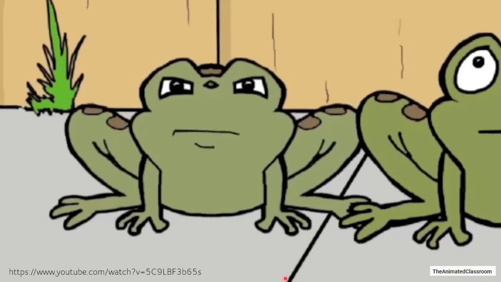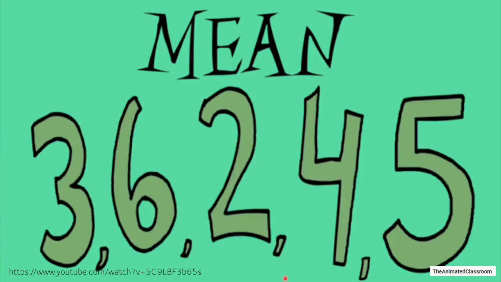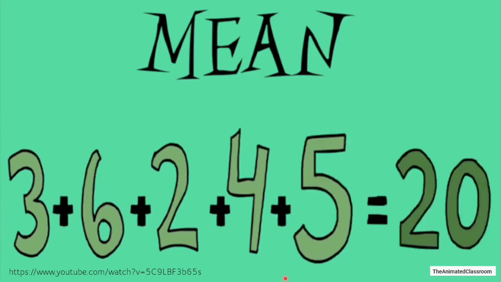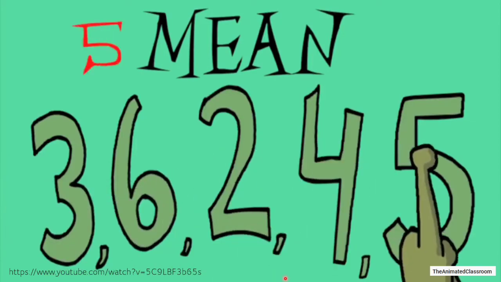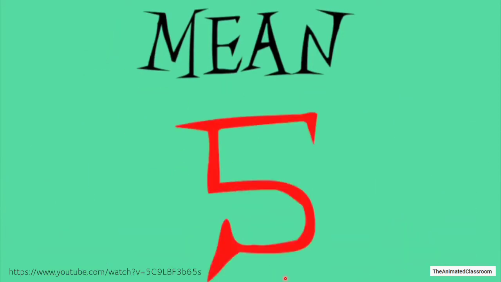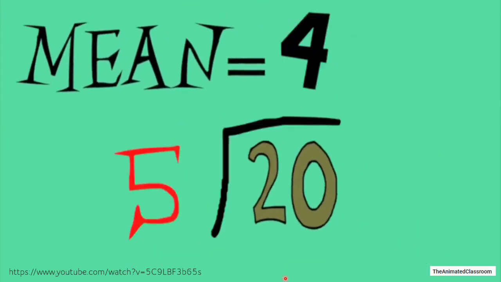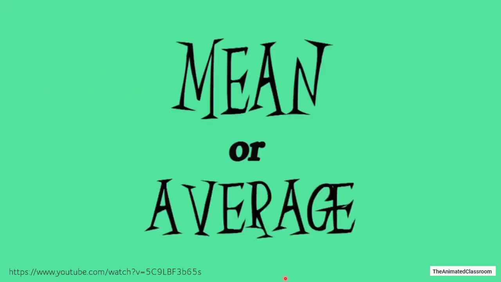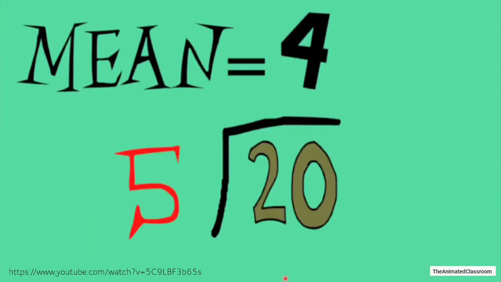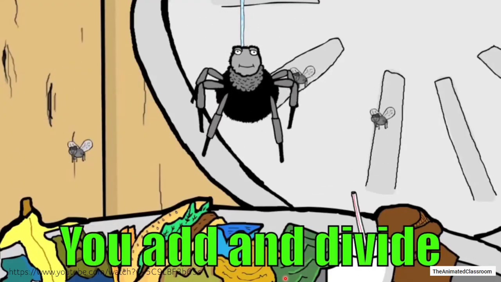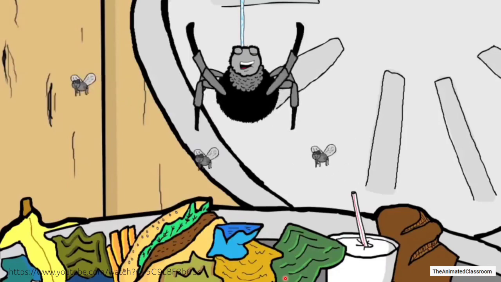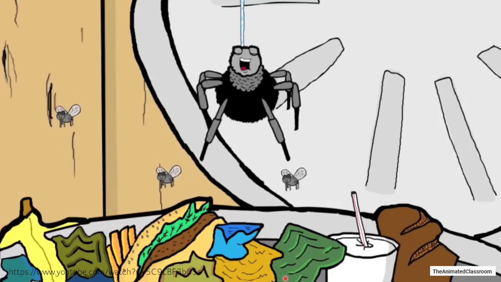I'm the mean toad. To get mean, like me, take a set of numbers or data and add them up. Then you count how many numbers you got. After that, you divide the sum of the numbers by how many there are. That is the mean, or sometimes called average. So basically, you add and divide. The way that you get the mean is you add and divide. Oh yeah.